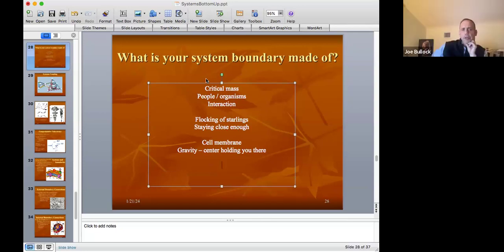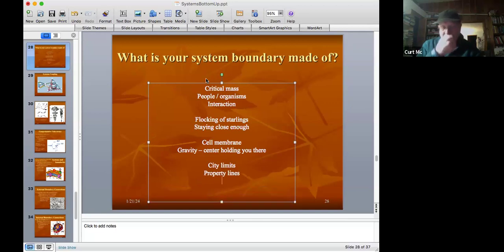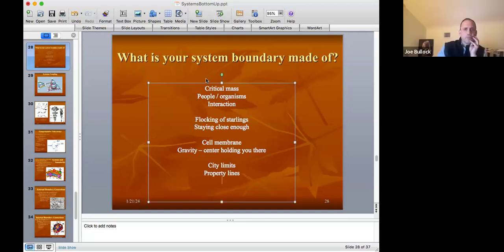May I ask, Kirk, is it all right to have boundaries that are artificial? In other words, like city limits or land, would that be a boundary, would that be sufficient? I would say sure, yeah, land essentially. Right. Yep.